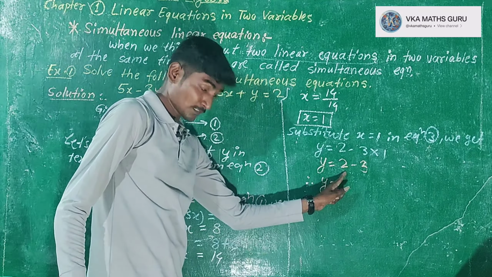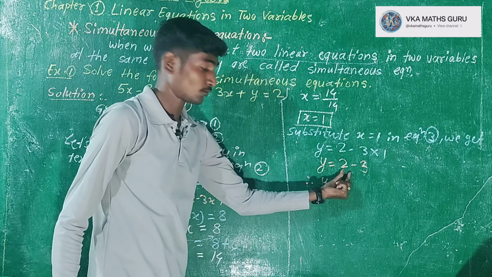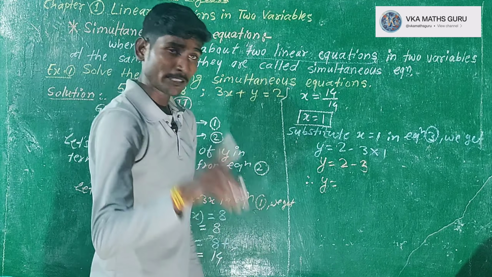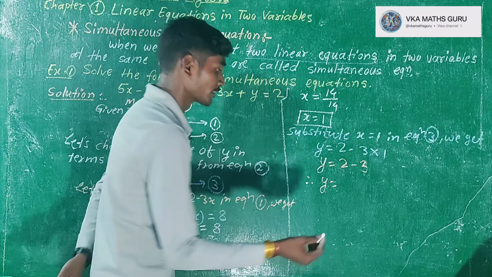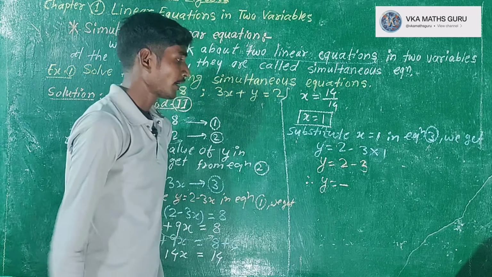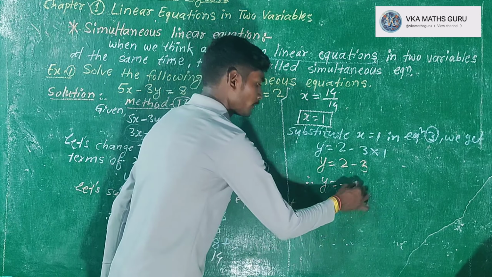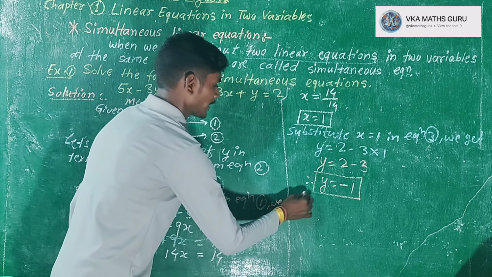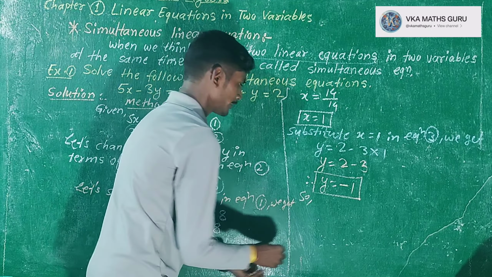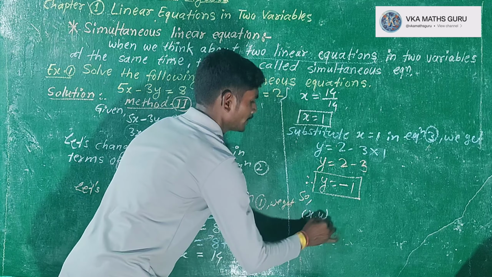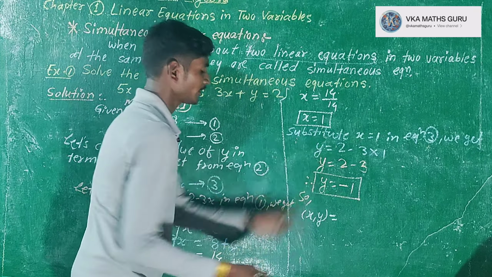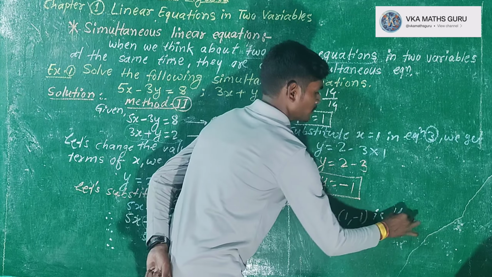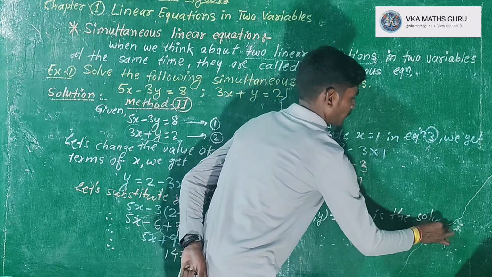Whenever you subtract a greater number from a smaller number, the answer always gives a minus sign, and 3 minus 2 is 1. So y is equal to minus 1. So we can write x is 1, y is minus 1, is the solution.